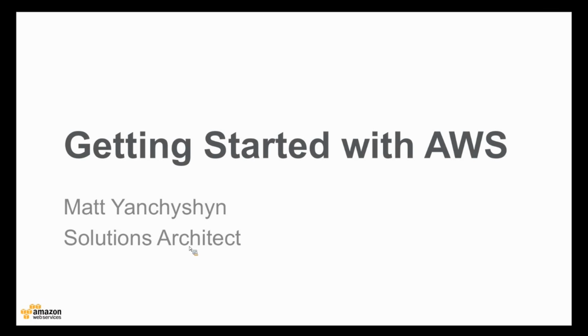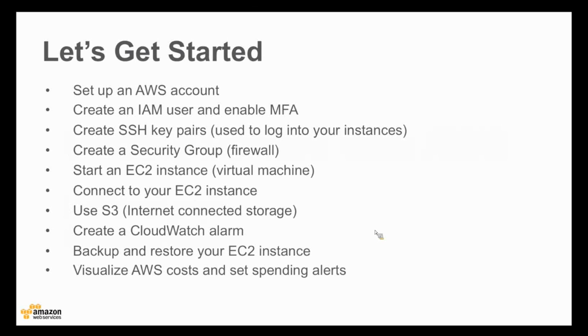Today we're going to be covering a few items that'll hopefully get you started on Amazon Web Services. We're going to start with setting up an AWS account, and then we're going to dive a little bit into security because it's important that we start using AWS securely. We're going to be creating an Identity and Access Management user and enabling multi-factor authentication, which is a great way to easily really lock down your account. And I'll explain what that is in more detail later.